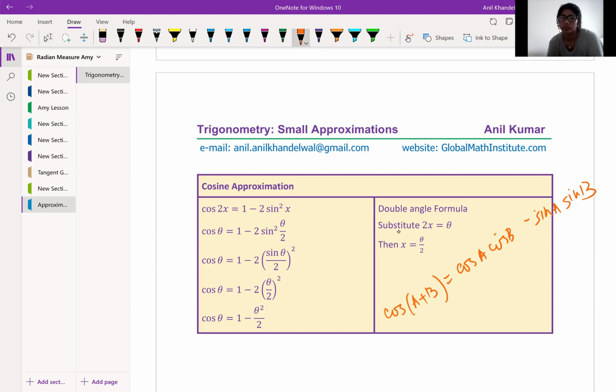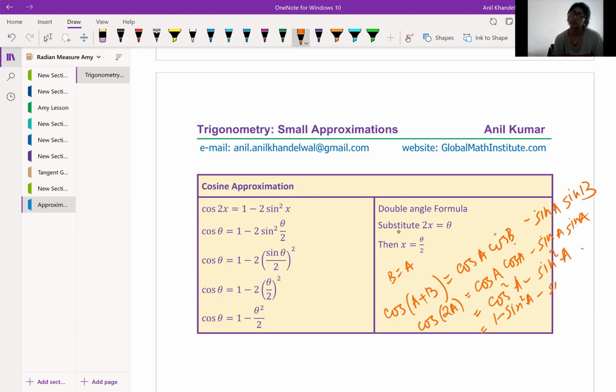From there, if I put A equal to B, I get cos 2A. If I write B equal to A, we get cos A times cos A minus sin A times sin A. That gives you cos square A minus sin square A. Now, you could write cos square A as 1 minus sin square A, and you have sin square A here. So you get the formula 1 minus 2 sin square A. This is a standard formula which you might also remember. So cos 2A is equal to 1 minus 2 sin square A. That is where I'm beginning from. Cos 2x is 1 minus 2 sin square x.